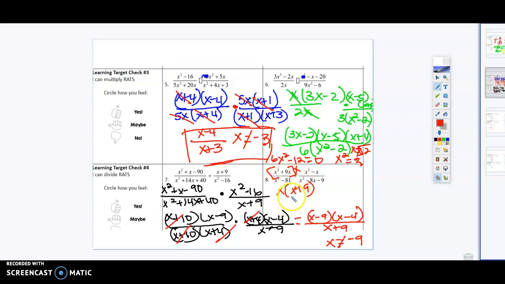A lot of you make this mistake where you say a times c is 9, and then you get x plus 3 times x plus 3. If you know that you're guilty of that, then what I would always suggest is multiplying it back out to make sure that you get what you started with. So if I multiply this back out, I would get x squared plus 9x. And that's what I started with. All right.